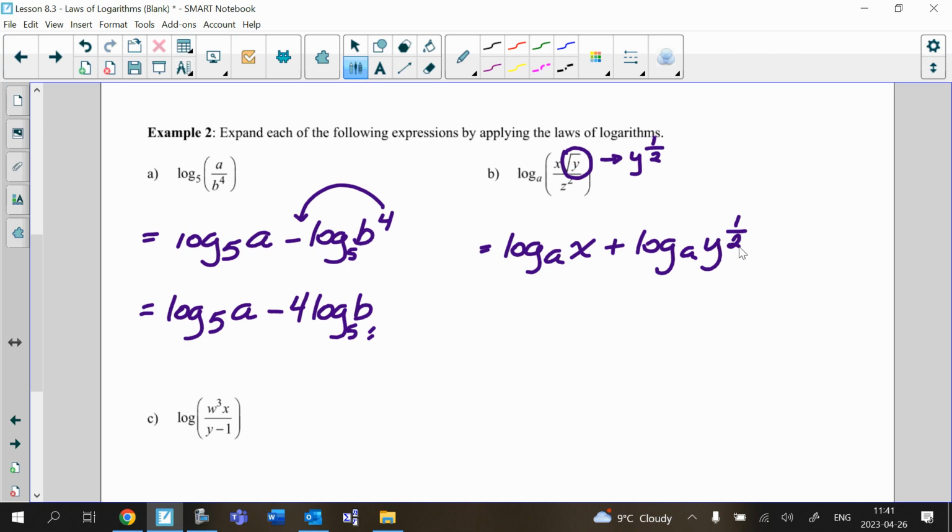So I've expanded it out, and now any exponents in the logs have to be pulled in front for the expansion to be complete. So I get an answer of log base A of X plus 1/2 log base A of Y minus 2 times log base A of Z. And that is my final answer.